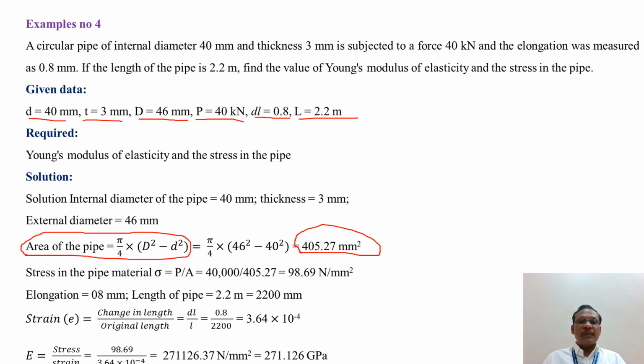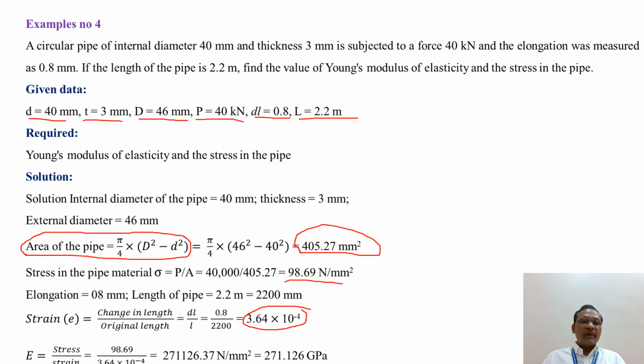Stress in the pipe material is sigma equal to P by A. Substituting the values of P and A, we get stress in the pipe as 98.69 Newton per mm square. The elongation of the pipe is given as 0.8, length of the pipe is 2.2 meter. Then strain is equal to change in length upon original length. Change in length is given, original length is also given.